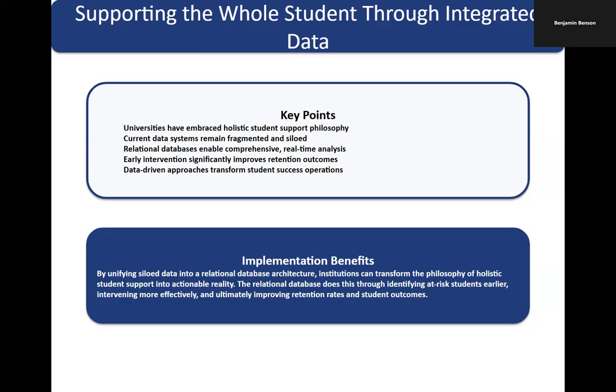These data-driven approaches would help transform our success operations, show us things that might not be working that we've always thought did, or may have unintended consequences. So by unifying all of this siloed data into a relational database architecture like the one I've proposed, institutions can transform this idea of holistic support into an actionable reality by focusing on holistic assessment and analysis. The database can do this through identifying at-risk students earlier, intervening more effectively, and ultimately improving retention rates and student outcomes. Thank you.